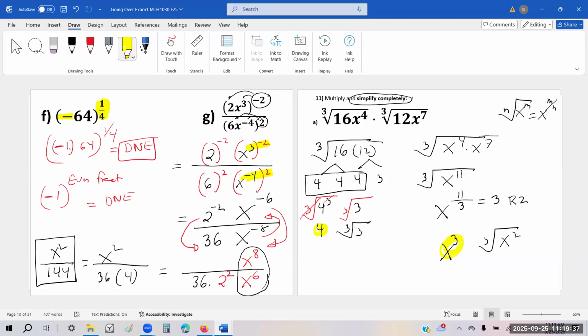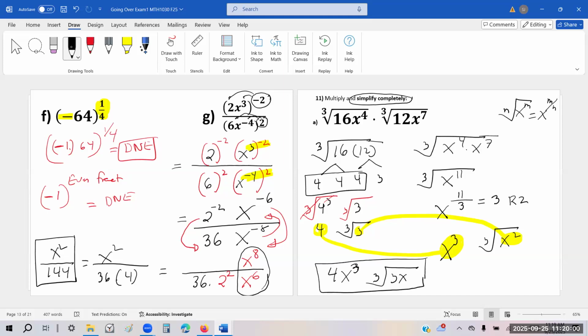So the x's with the same power, they come out free, you put them together. This and this, they're not free, they're still children, so they go together. So we have 4x cubed outside the parentheses, so outside the radical, and inside you have the cube root of 3x. That's your final answer. 4x cubed, not 4 plus 3, not 4 times 3. It's 4x cubed, and then the cube root of 3x.